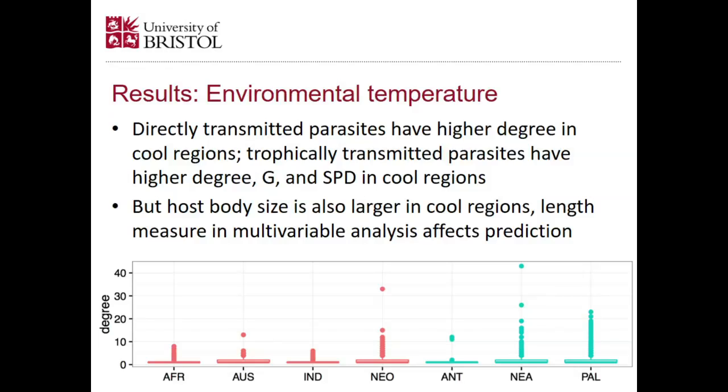But in the data, we did see that there was generally a higher number of host species per parasite in the cooler regions compared to the warmer regions, but it's a very, very rough measure where we basically used geographical regions to decide how warm it was. In trophically transmitted parasites, most of the generalism metrics were higher in the cool regions. But this is also confounded by the host body size, so we also did a multivariate analysis. But essentially, with such a broad measure, it's a little bit difficult to say.